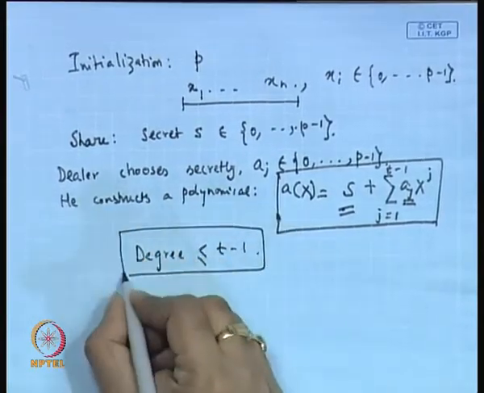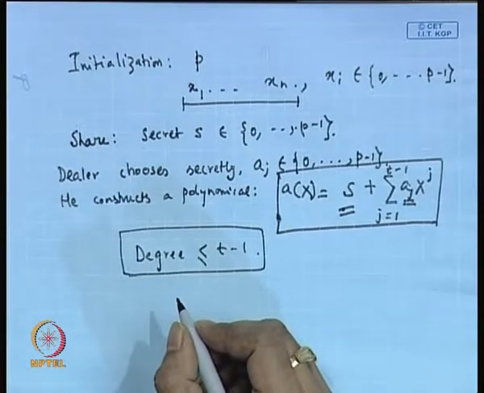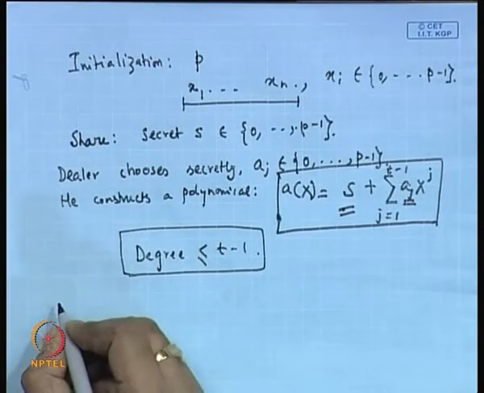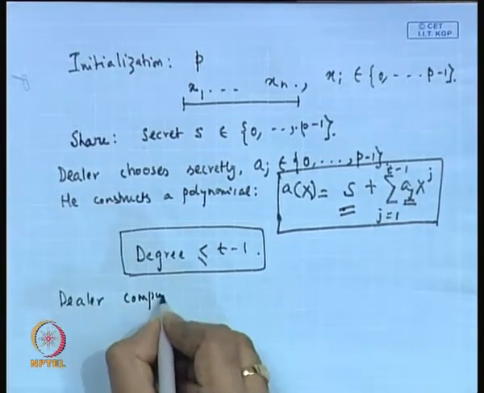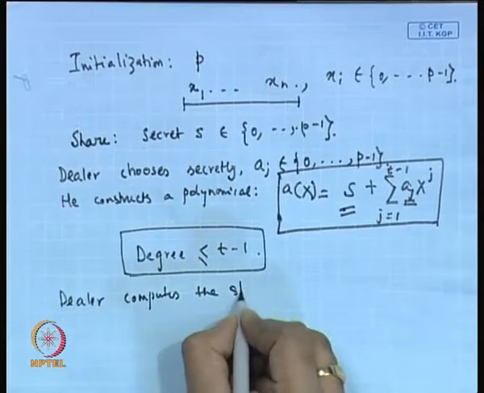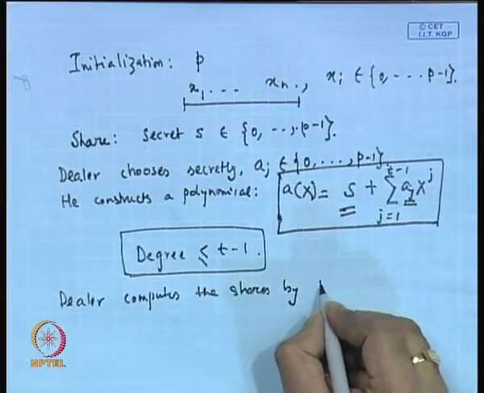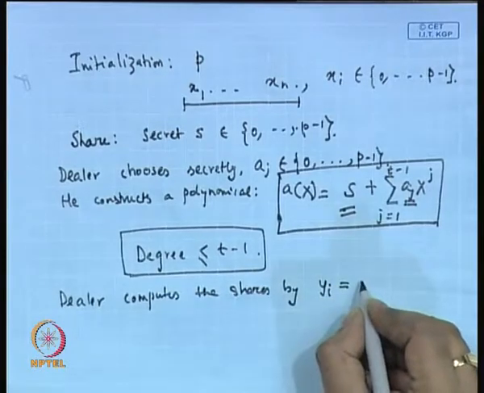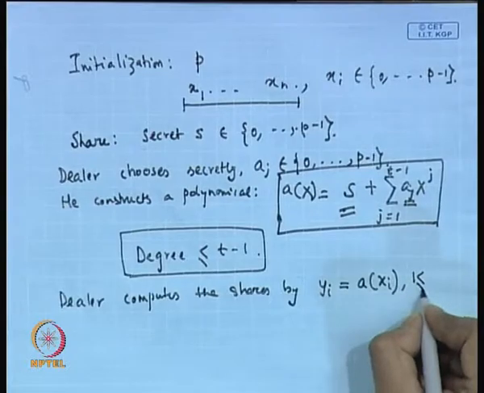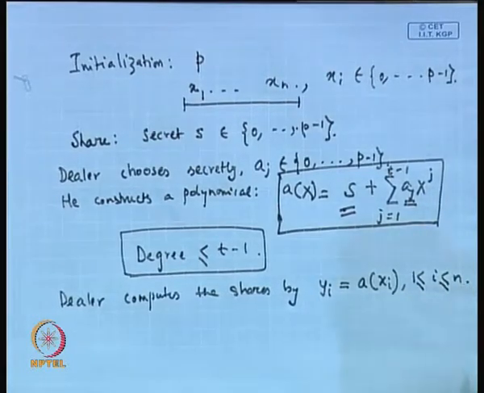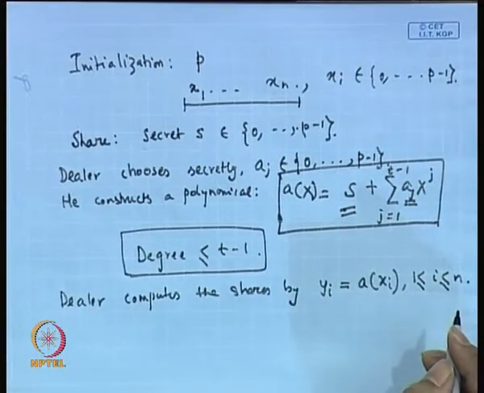So, the degree of this polynomial is less than or equal to t minus 1, right. Now the dealer computes the shares by evaluating the polynomial at all the points, so i is varied from 1 to n. For all n values, it creates n such shares.